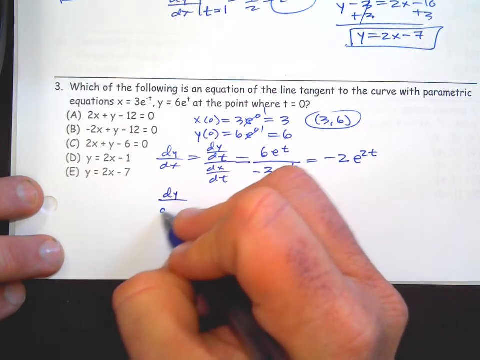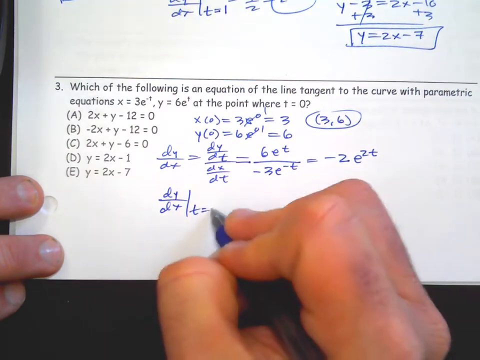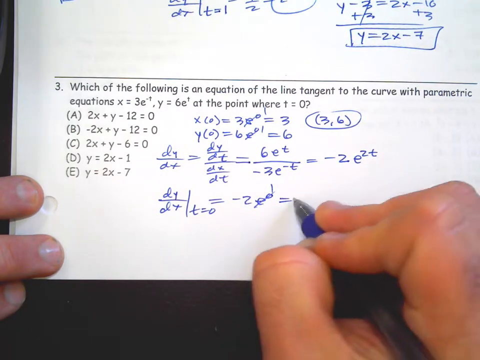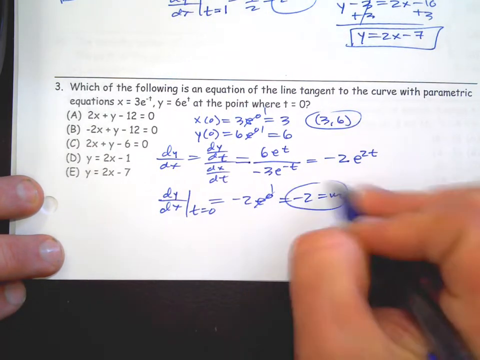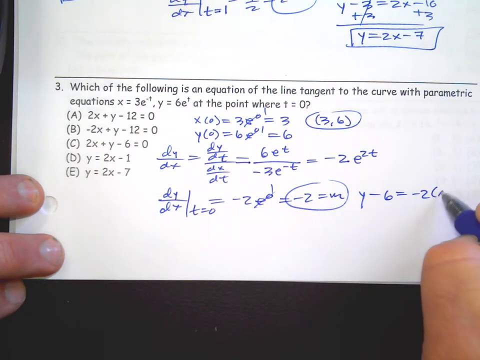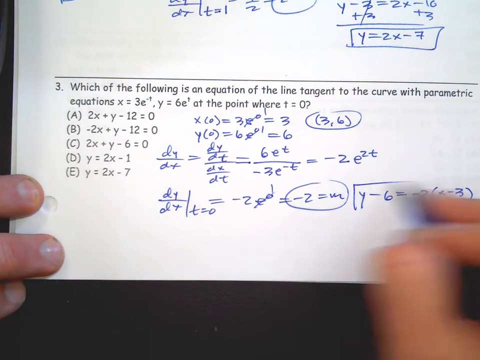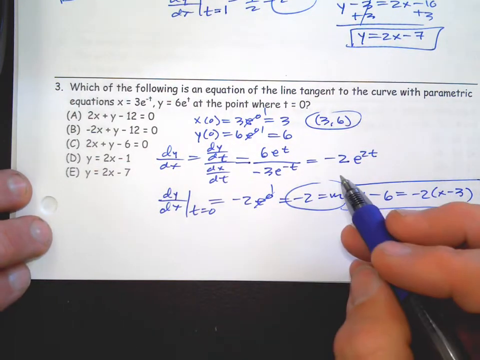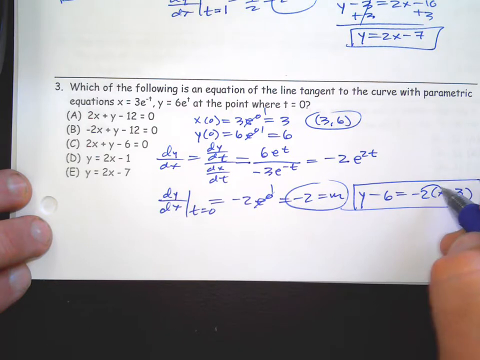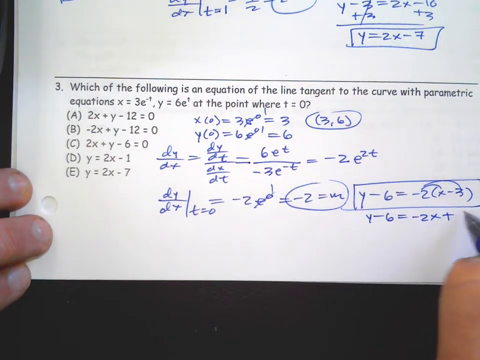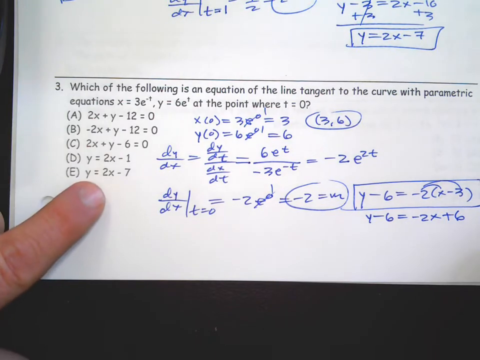And then we want it at time 0. So it's going to be negative 2e to the 0, which is going to be 1. So it's going to be negative 2 is your slope. So y minus 6 equals negative 2 times x minus 3 would be fine on any other question but multiple choice. These look like some of them are standard-ish form, some of them aren't. So y minus 6 equals negative 2x plus 6. So we can maybe try and figure out which one it looks like it's going to be.